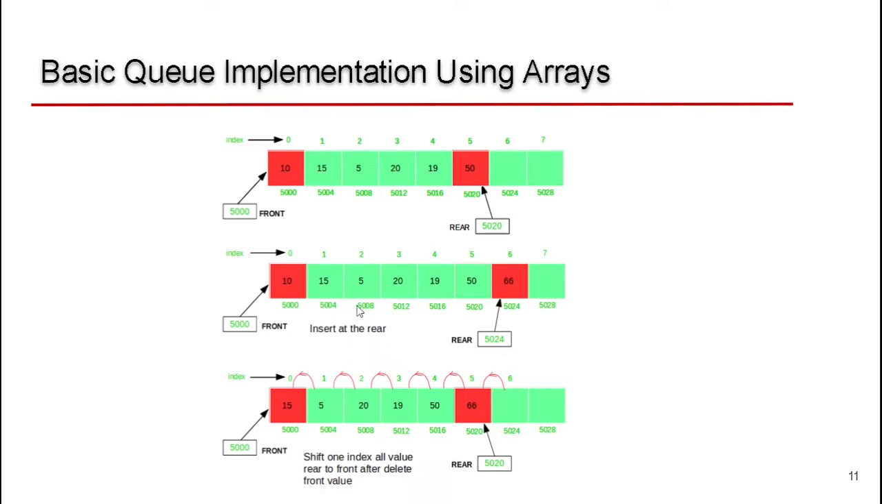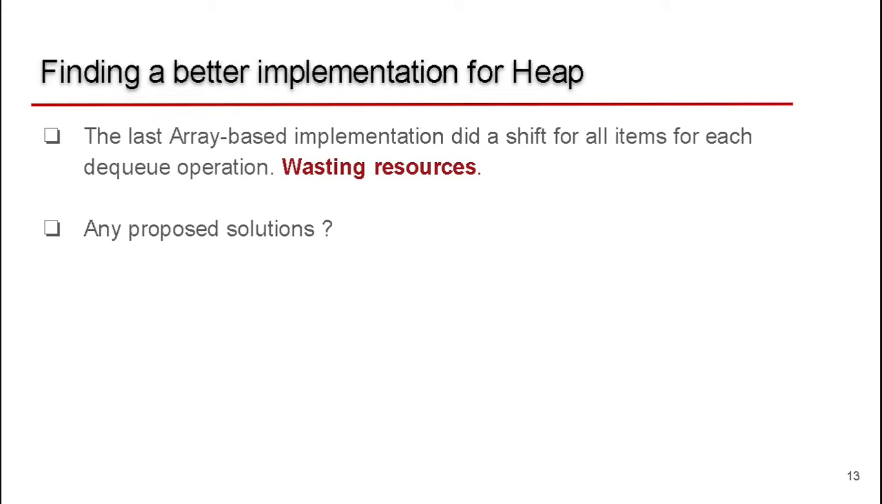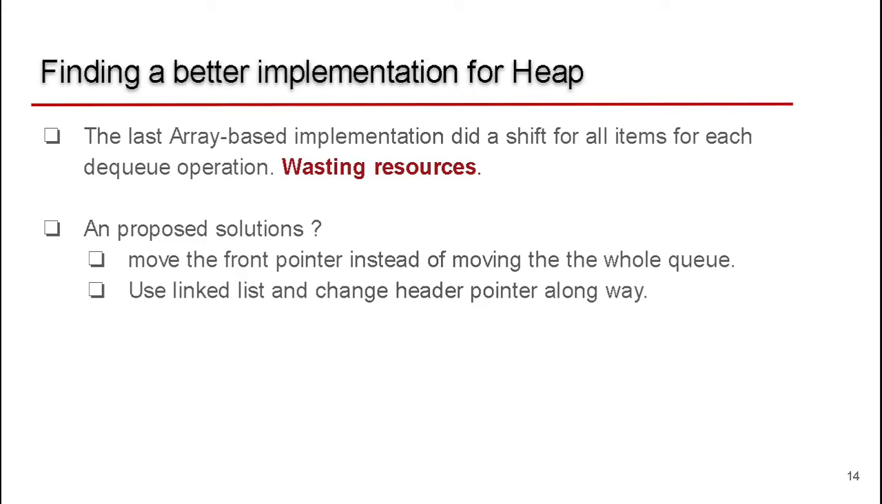Is it clear? Yes. So in this case, we are moving front one by one instead. We are moving just one variable instead of moving whole items to the left. So these are two proposed solutions: move the front pointer instead of moving the whole queue, so we have one operation, or use a linked list, where again we delete the head and update the head value with the next pointer of the old head.